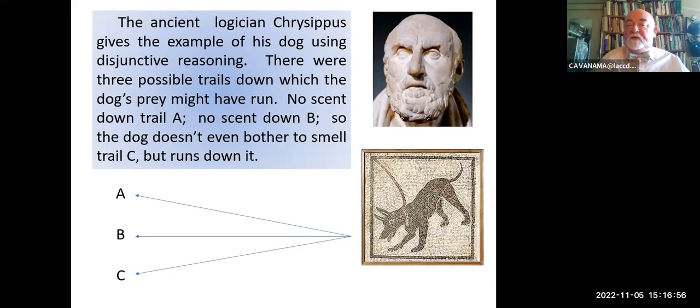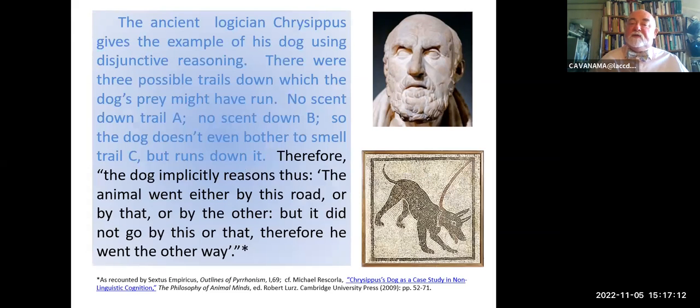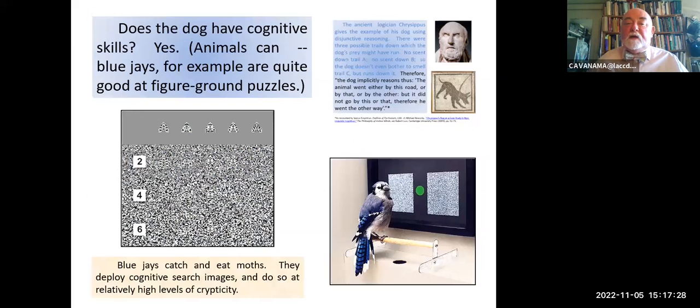The ancient logician Chrysippus gives the example of a dog, and he claims that his dog used disjunctive reasoning. There were three possible trails down which the prey might have run. So the dog sniffs trail A, no scent. Sniffs trail B, no scent. Doesn't even bother to sniff trail C, he just goes right down it. And Chrysippus takes this as evidence that the dog was reasoning. The animal went either by this road or by that or by the other, but it didn't go by this way or that, therefore he went the other way. Now, this seems to attribute language and thought to the dog. And that could be a problem.